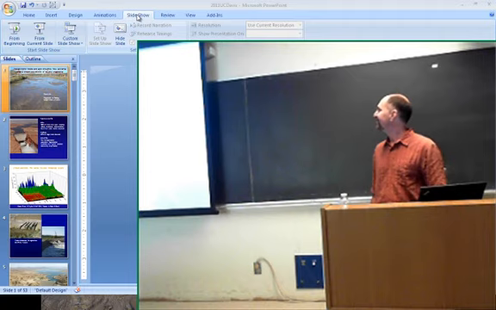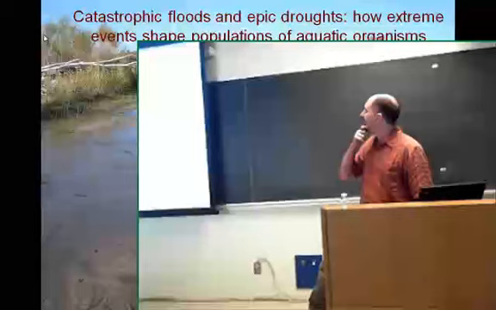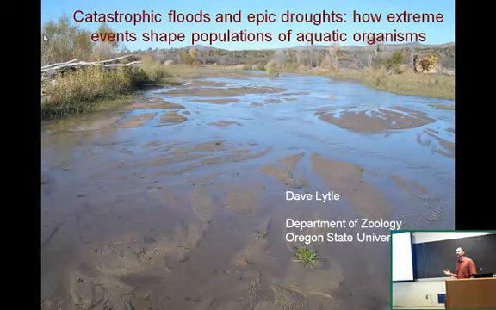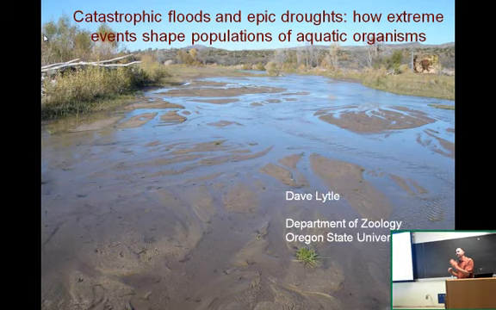But you can see from the wording that I talk about extreme events shaping populations, and the reason I chose that wording is that some of the stories I'm going to give you are ecological and some are evolutionary. And I think that there's a very fine line in between the two, and that it's interesting to study how these abiotic dynamics, flooding and drought, shape both ecology and evolution, and where that breakpoint from one is to the other.